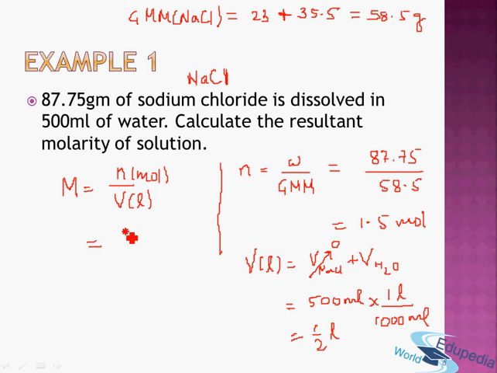I have moles of solute, which is 1.5, and I have volume in liter, which is half, that is 0.5. What do I get? I get 3. So molarity of this solution is 3 mole per liter. That is, it is a 3 molar solution. That is how you say it is a 3 molar solution of NaCl in water, or a 3 molar aqueous solution of NaCl. When I use the term aqueous, it automatically means that solvent is water.